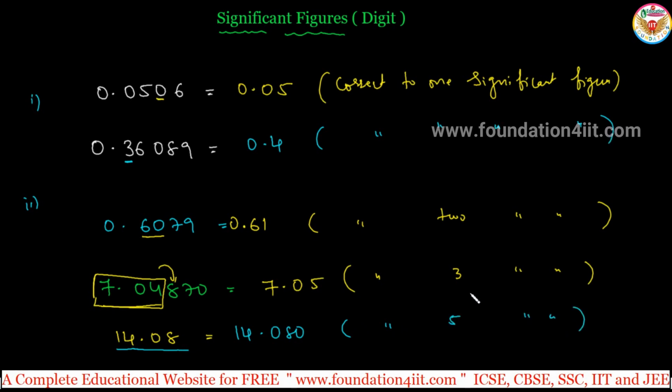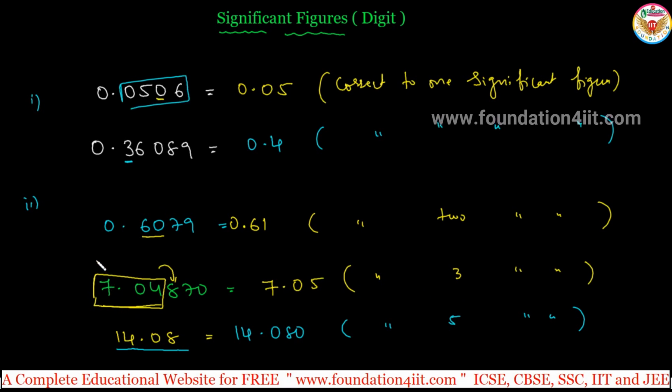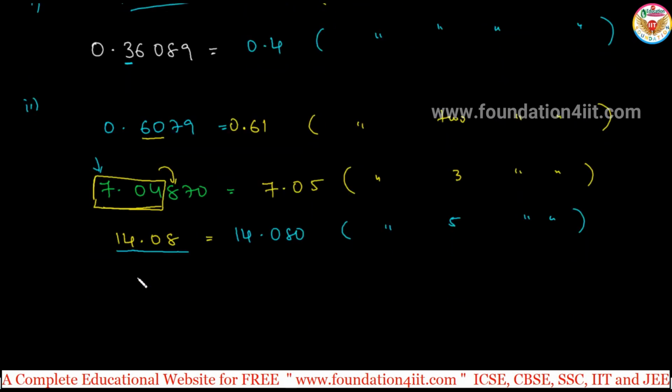Decimal places is the previous one. Correct to two decimal places, correct to three decimal places. Only the decimal part will be considered, not the starting integral part. When you come to significant figures, even the integral part is counted. Let us see one more example.